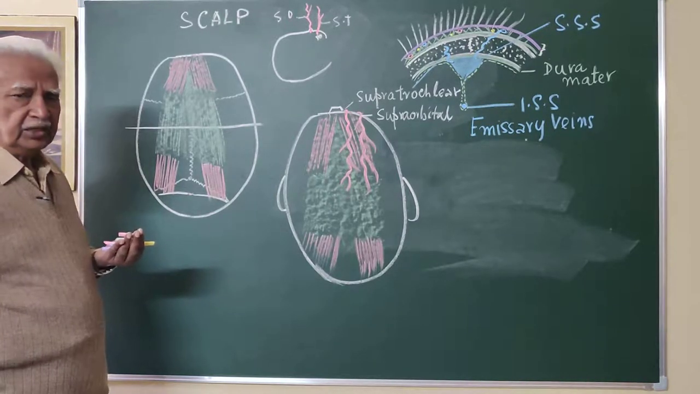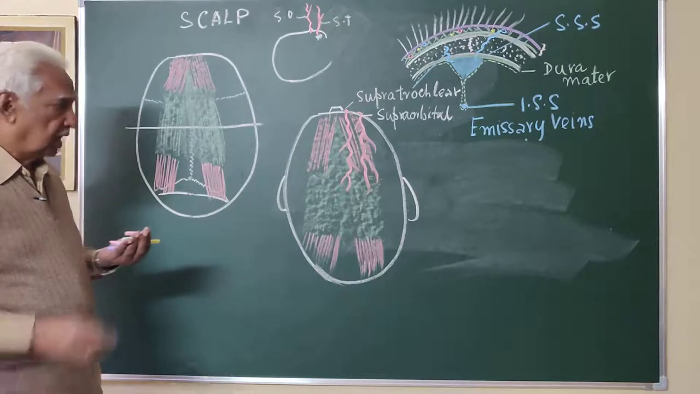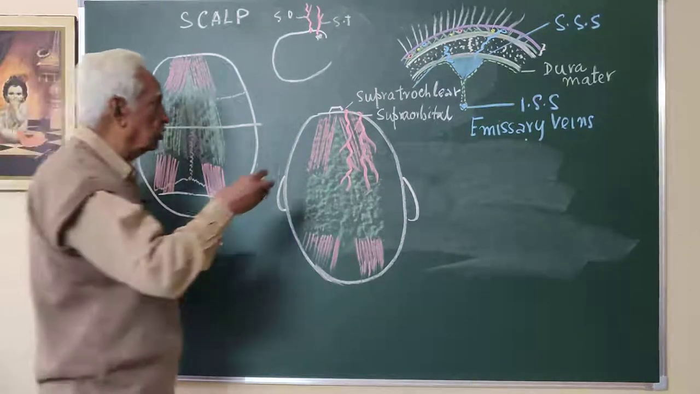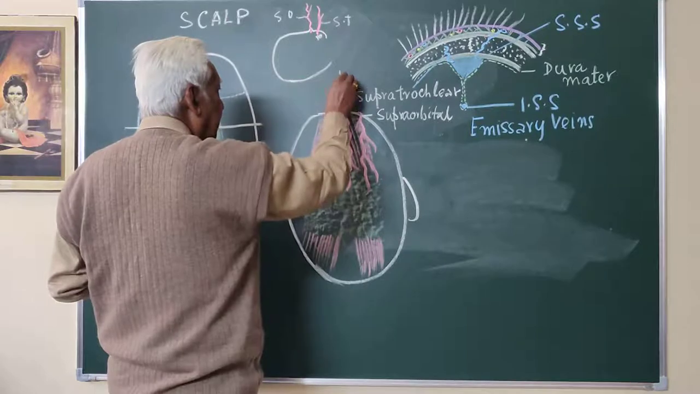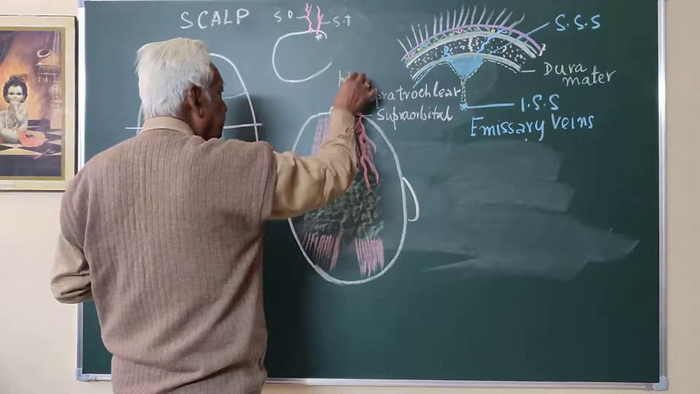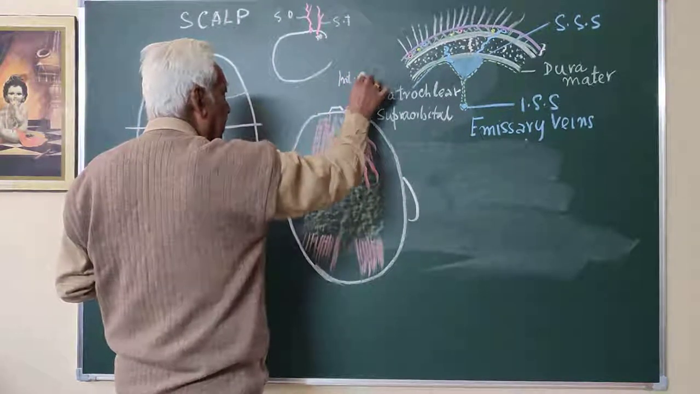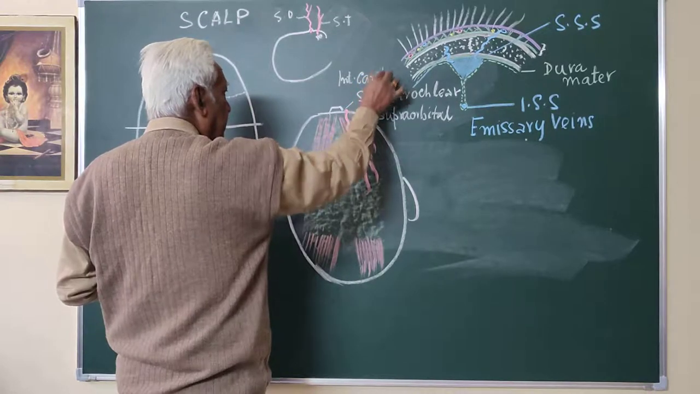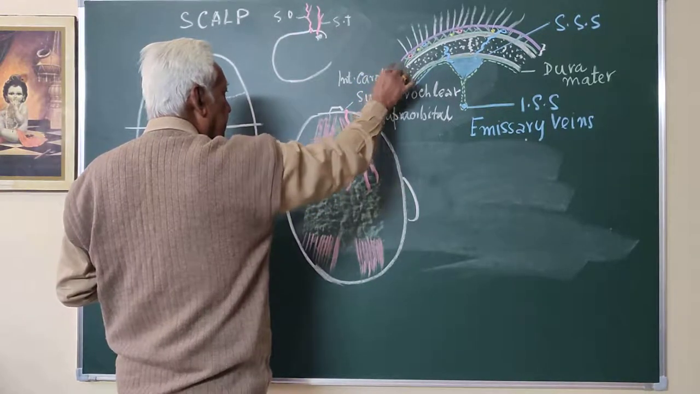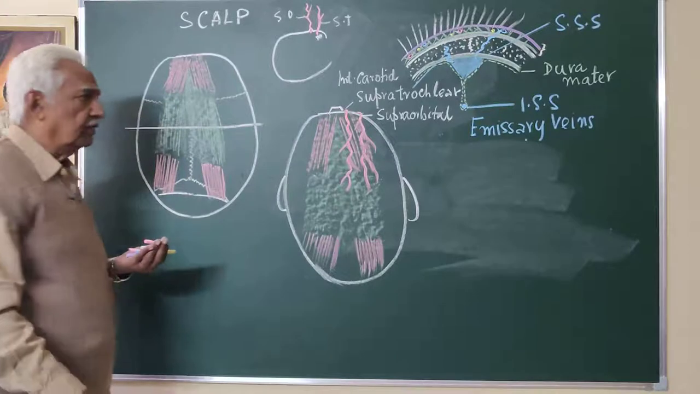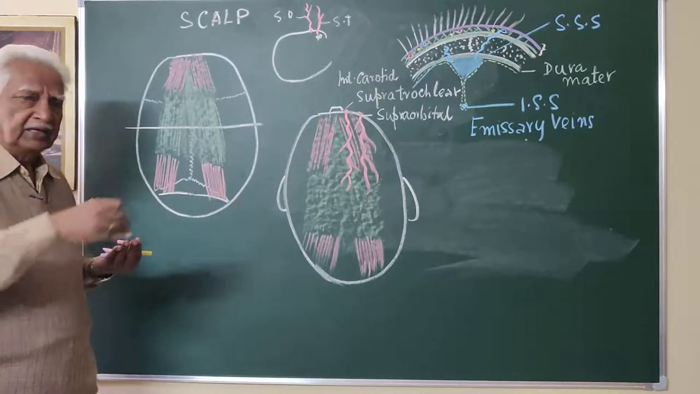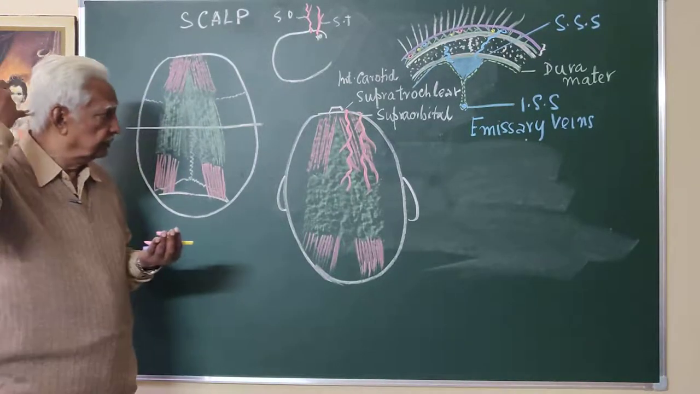Both of these are branches of the internal carotid artery. Internal carotid artery is supplying the brain, and these two branches from the internal carotid are coming in the region of the scalp.